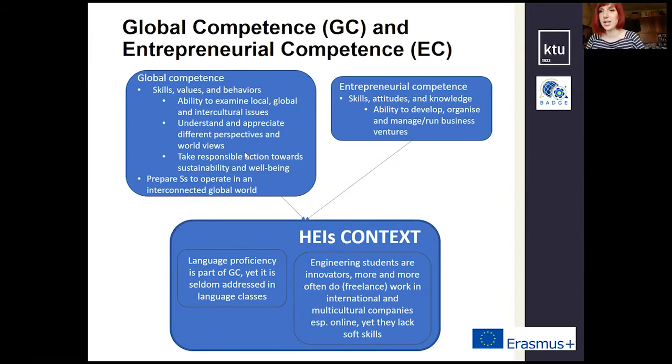In this project. So as you can see on the slides, there are some keywords that are important for global competence and entrepreneurial competence. And as you can see, some of them are kind of overlapping. So that's why we decided to merge them together in our IO. Why, you might ask?